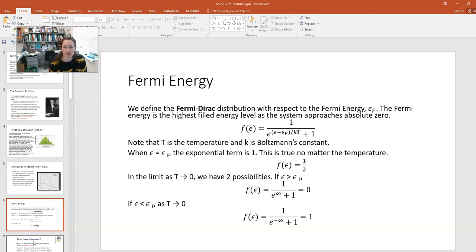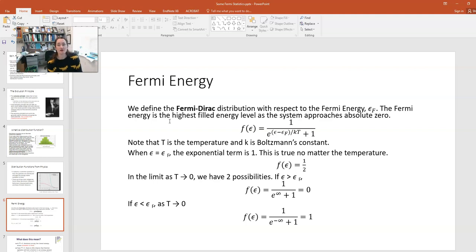Here it is shown. The function that I'm showing here is f of epsilon. Here, epsilon represents the energy that a particle might have. f of epsilon is equal to 1 over e to the (epsilon minus the Fermi energy) divided by kT, plus 1. Here, k is Boltzmann's constant, which in SI units is 1.381 times 10 to the minus 23 joules per Kelvin. Epsilon sub F is the Fermi energy, and we're going to be talking a lot about the Fermi energy in a second. And of course, T is the temperature.